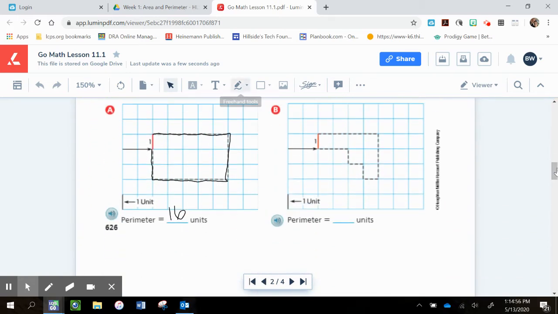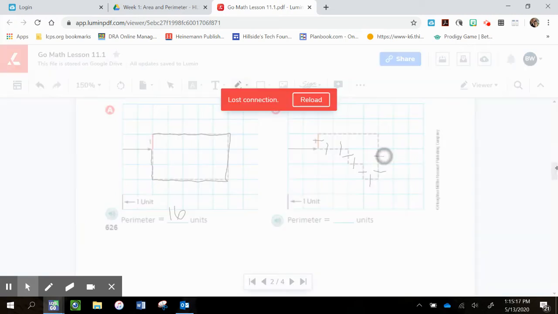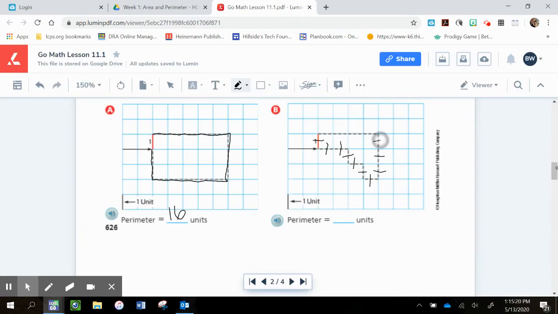So let's come back down here. So what I'm going to do is make a dash. 1, 2, 3. This is dash 4. This is dash 5. This is dash 6. Okay, and then 7. Then we go on the side. 8, 9, 10, 11, 12, 13, 14. So that's how we get 14 units for this shape.